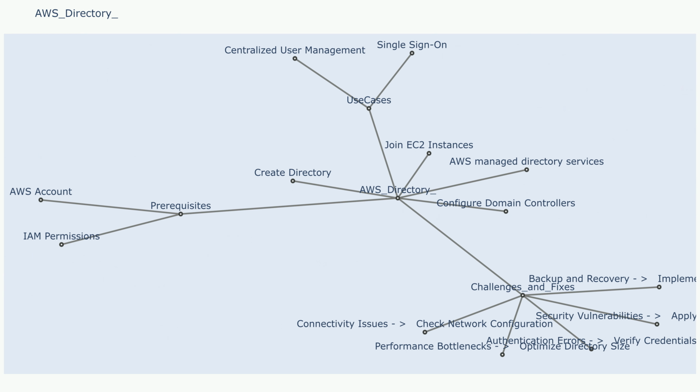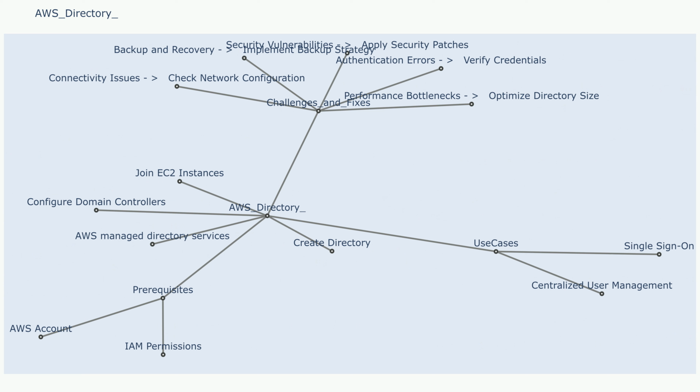Connectivity issues. Check network configuration, ensure proper routing and connectivity between your EC2 instances and the directory service. Verify security groups, make sure appropriate ports are open in your security groups to allow necessary traffic. Check VPC endpoint, if using a VPC endpoint, ensure it's correctly configured and accessible.